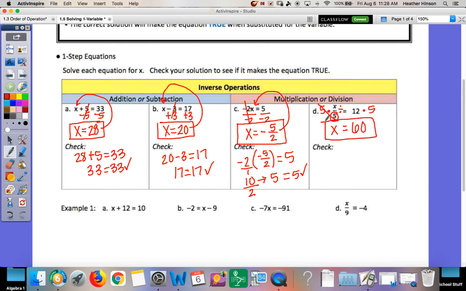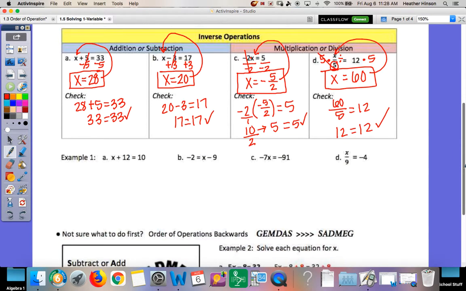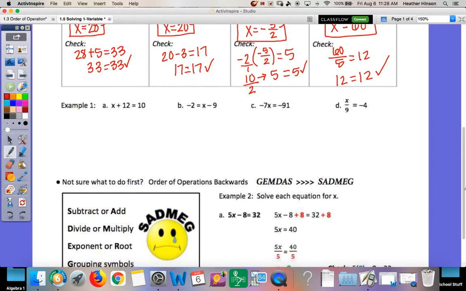So when I check it, I'm going to plug it back into x. 60 divided by 5. What is 60 divided by 5? 12. Does 12 equal 12? Yes. So I know my answer of 60 is correct. Let's try a couple more. So x plus 12 is 10. What operation do we have on x? We have plus 12.